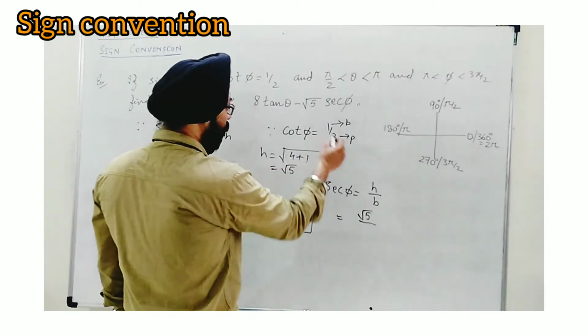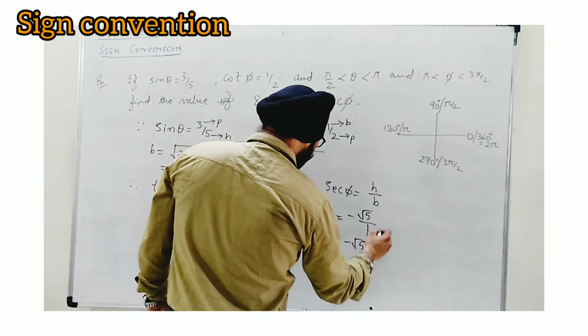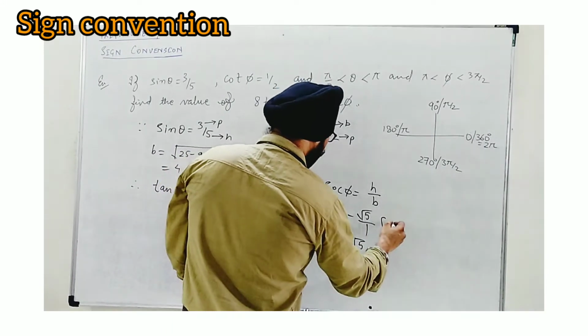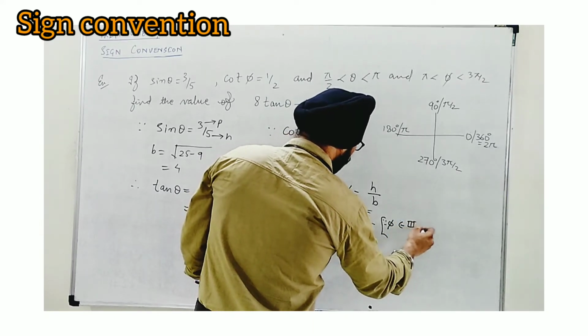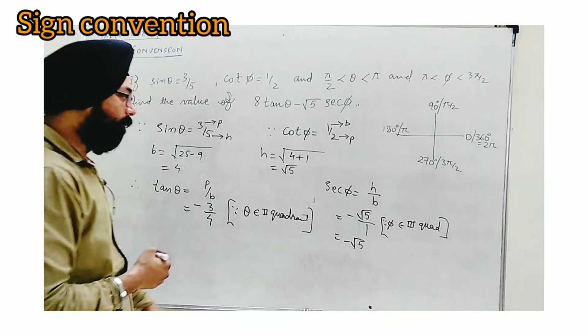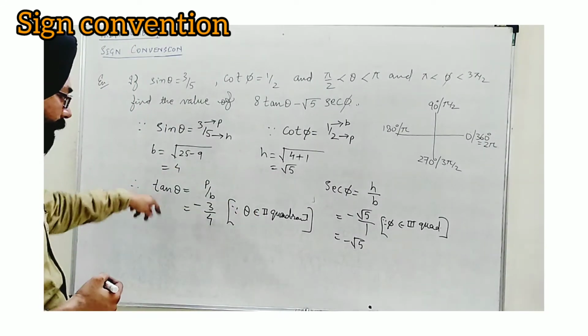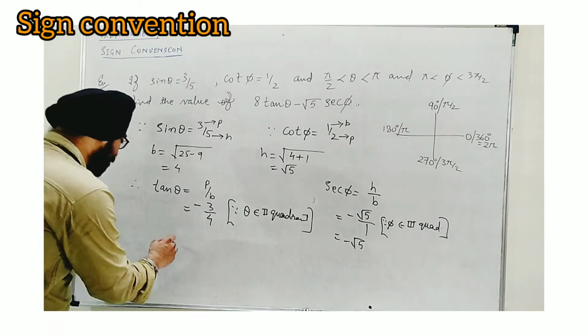B base was 1 with minus sign. Root 5 you can say here. Why minus? You can say 5 belongs to third quadrant. So this way we obtain the value of sec phi and also of tan theta. Now we can find the value of expression.